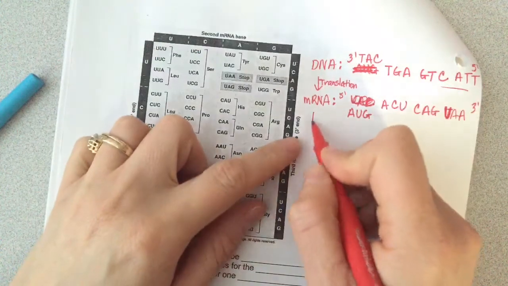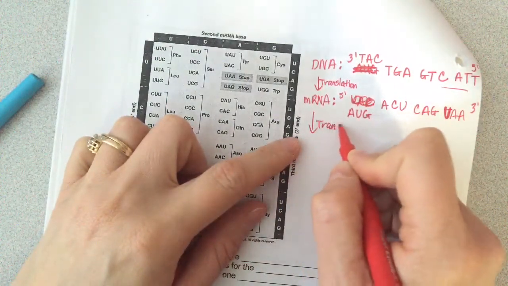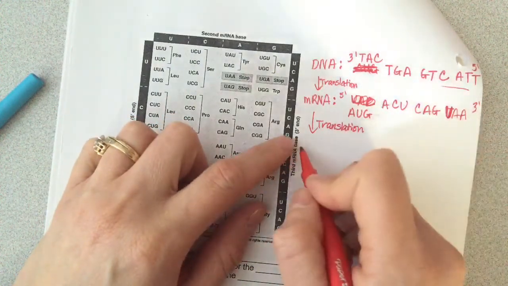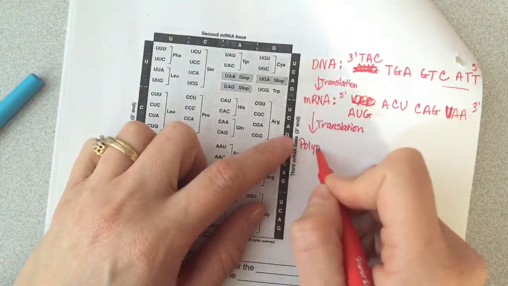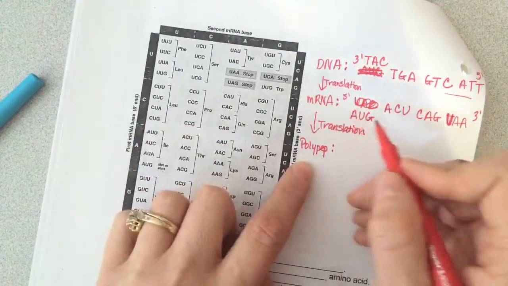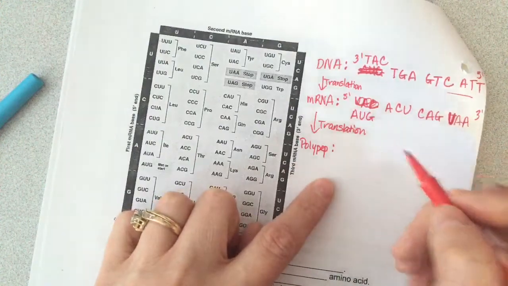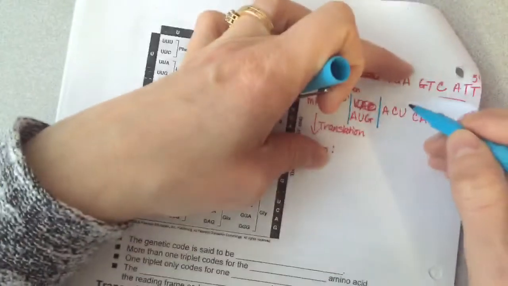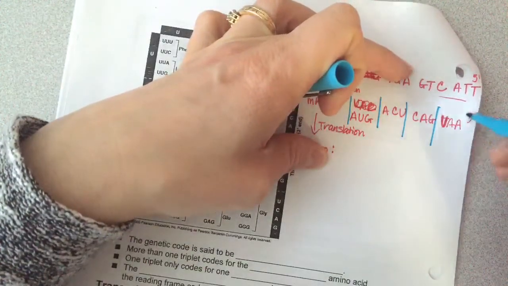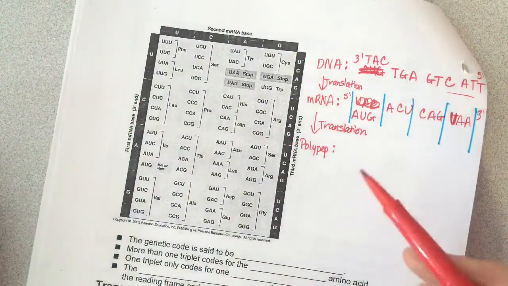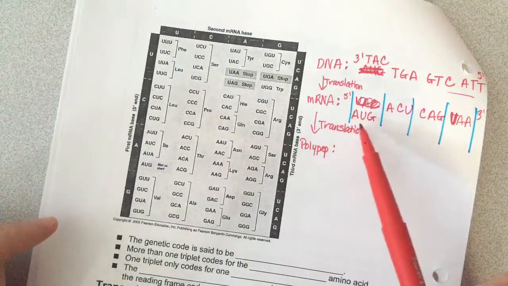So then what we do is translation, which is using the mRNA strand at the ribosome to make your polypeptide. So how do we figure out what amino acid is going to be brought first? We read the mRNA in groups of 3 called codons. So here's your first group of 3, second group of 3, third group of 3, fourth group of 3. Okay? So then we look at this first codon, AUG.